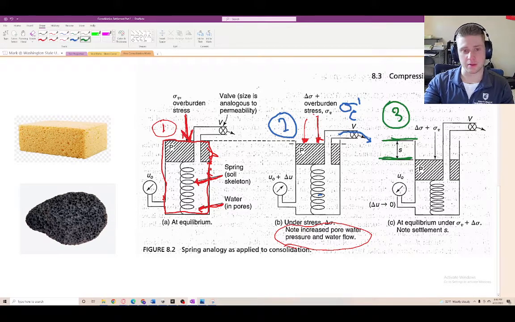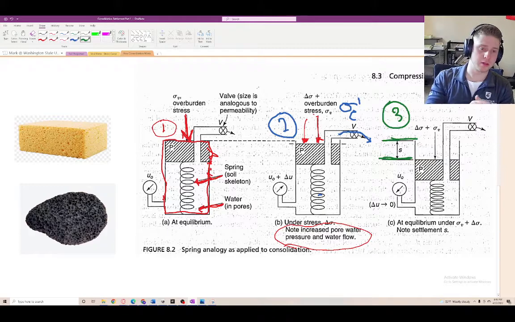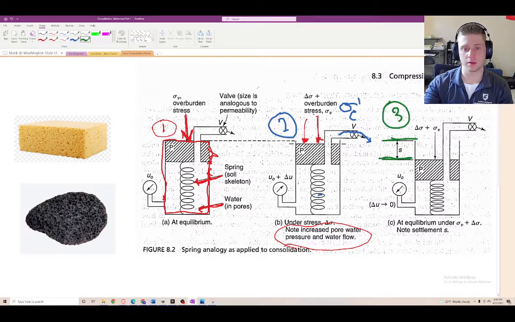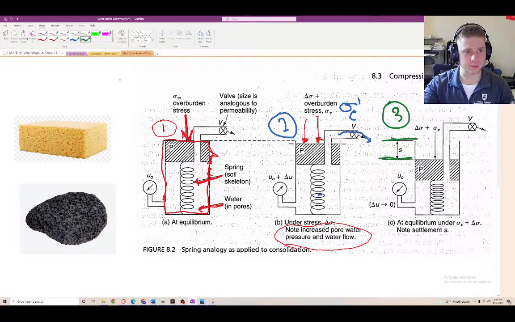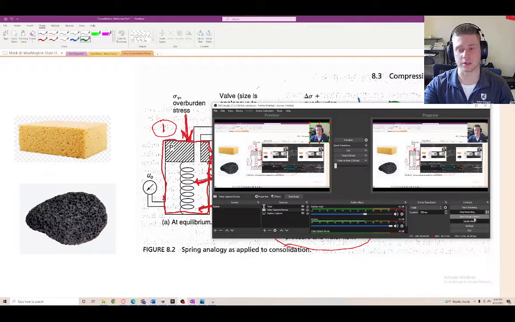But the reason why it does not do that when it has water is that the water takes on some of that stress too. And so it's not until the water gets enough stress that it starts to escape, and once it escapes, then the soil starts to compress. All right, so that's part 1 of consolidation settlements, and I shall get to the next one shortly.